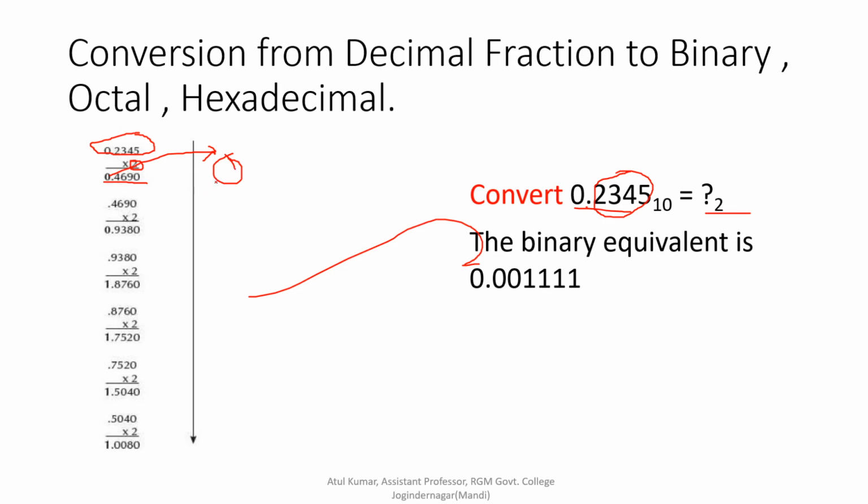Again after the decimal point we have the digits 0.4690, multiply it again with 2 and we have 0.9380. So before the decimal point we have a 0, so write 0 here again, and after the decimal point the number is 9380, again multiply it by 2, the number becomes 1.8760.